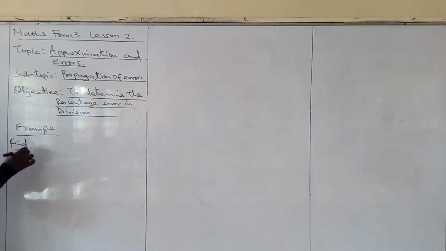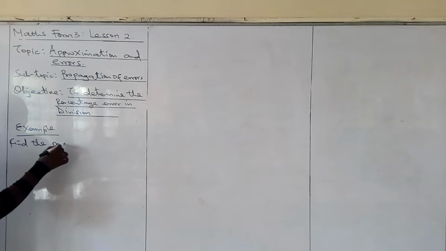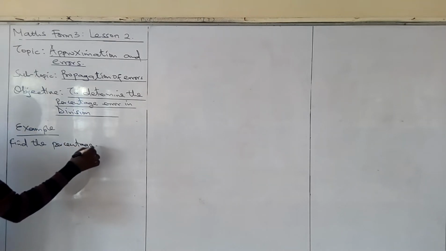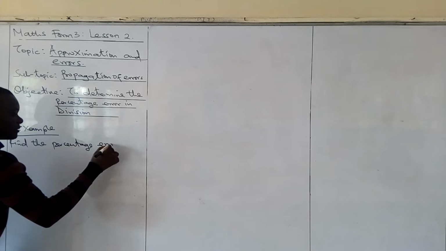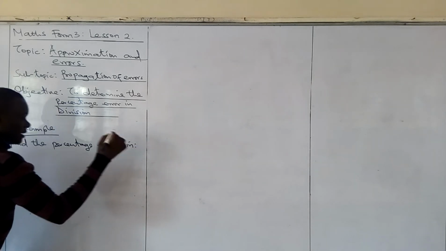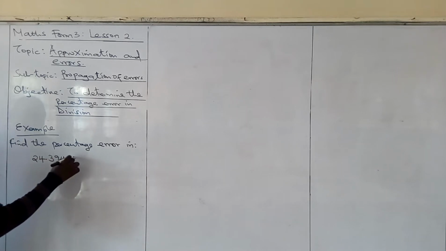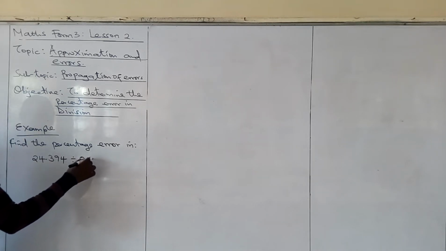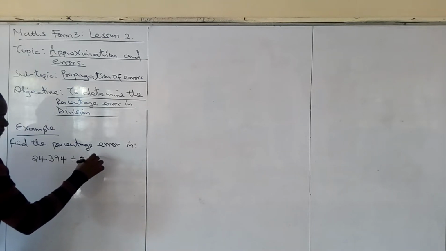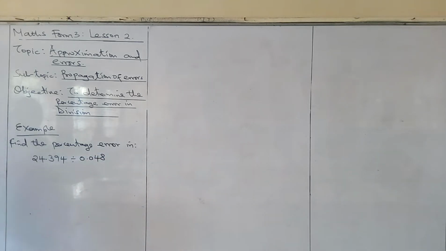Example. Find the percentage error in dividing 24.394 by 0.048. Those are two numbers that are being divided. So we will now say solution.